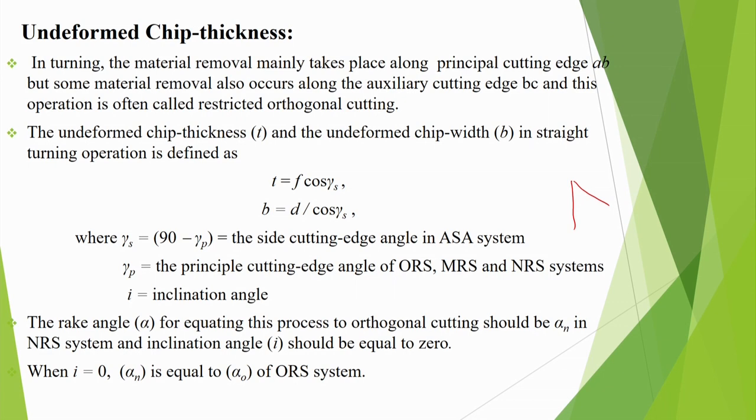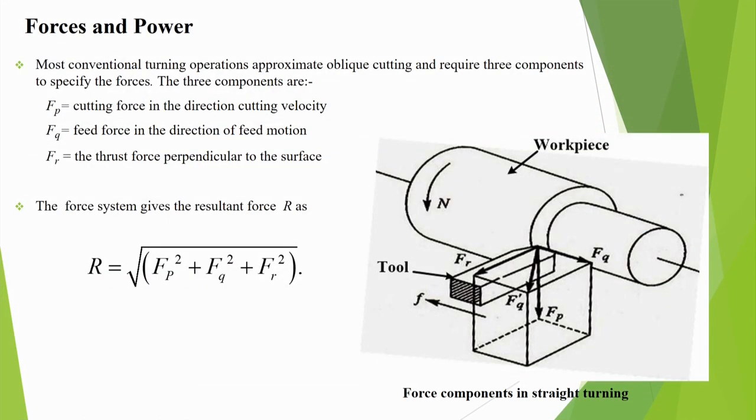And I is the inclination angle, that we said the rake angle alpha for equating this process to orthogonal cutting should be alpha n in NRS system, and inclination angle I should be equal to 0. When I is equal to 0, then alpha n is naturally equal to alpha 0 of ORS system. So this you already know. Now let us see about the forces.